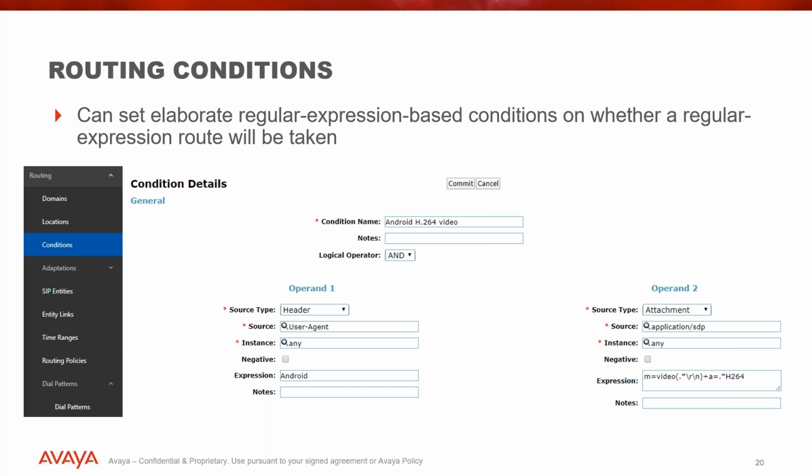So what I've got here is an example of how you would match SIP invite requests that involve Android endpoints using H.264 video. It's a very specific sort of call. On the condition form, you've got two operands that you can tie together with an AND or an OR. Each operand specifies part of the SIP invite. So when Session Manager sees an incoming SIP invite, it's going to match the various headers against these operands. You don't have to specify two operands. You can specify just one. And in fact, you can chain conditions together.